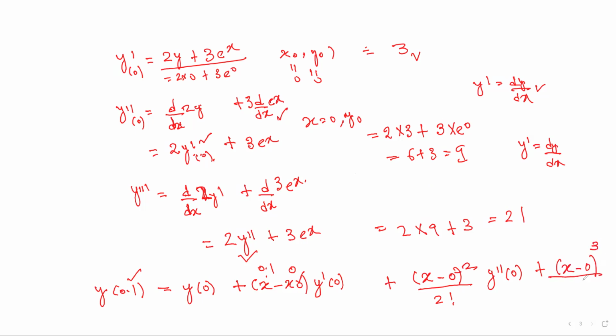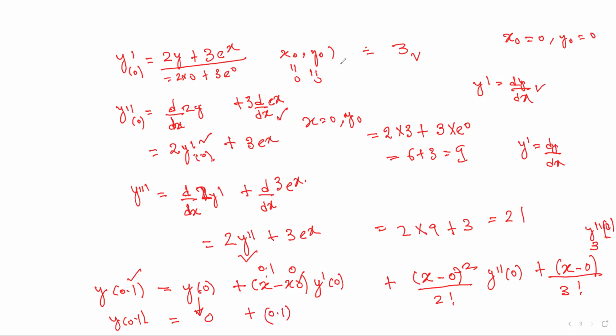Then the term with 3 factorial and y triple dash of 0. Now, when you put in the value y of 0, what is the value of y of 0 in y of 0.1? If you go to the equation and put it in, y of 0 is 0, because x naught was 0 and y naught was 0. So you put the value 0 over here, and this becomes your 0.1.